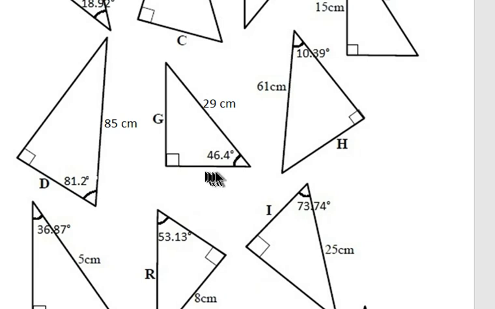We ignore this side over here. We're trying to find G. Now G is opposite the angle that's given. When we're trying to find the opposite, or use the opposite, or something to do with the opposite, either it's given or we're trying to find it, we use sine. So this is going to be 29 sine 46.4. Press equals and you find the answer for G. Next one.